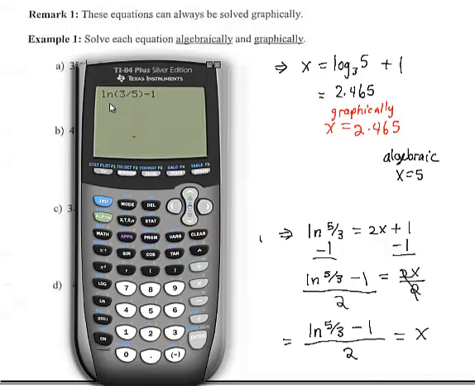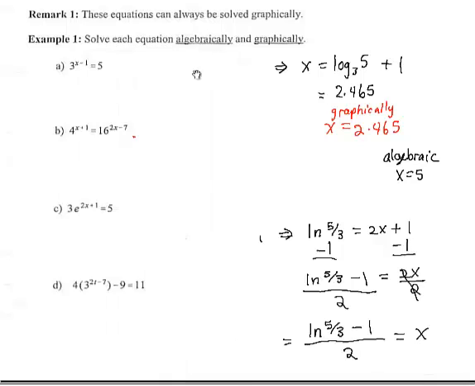Now we want the 2 to divide both this natural log and the subtract 1, so I need to insert some parentheses around the top. And now I could divide by 2, enter. We get negative 0.755 if I round it to the nearest thousandths.